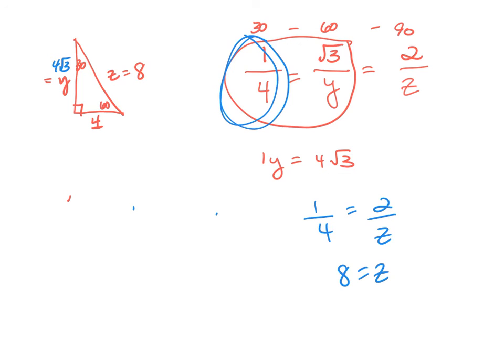Okay? Now let's look at it the easy way. They gave me the 30. That's 1. The 60, we're going to multiply that by root 3. And the 90, we're going to multiply the 30 by 2. And that's what we did. What is 4 times root 3? 4 root 3. What is 2 times 4? 8.